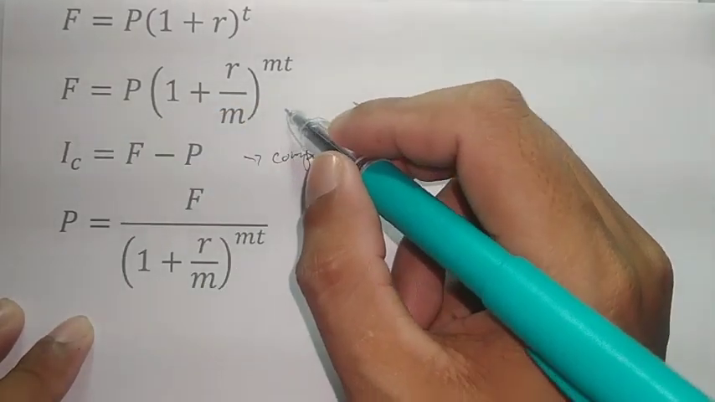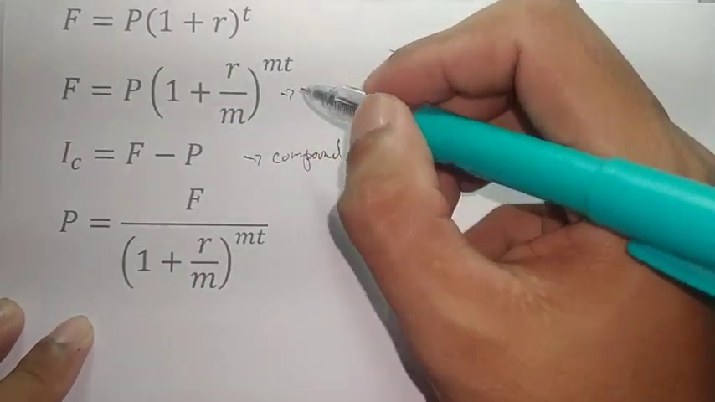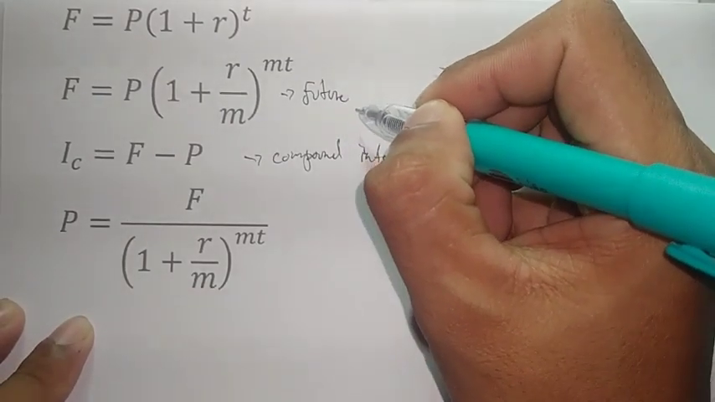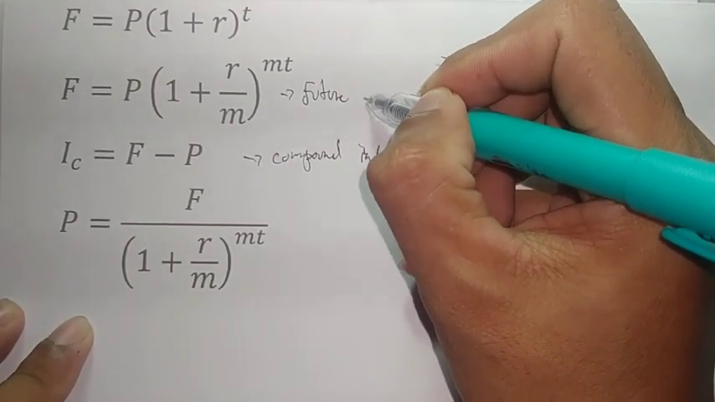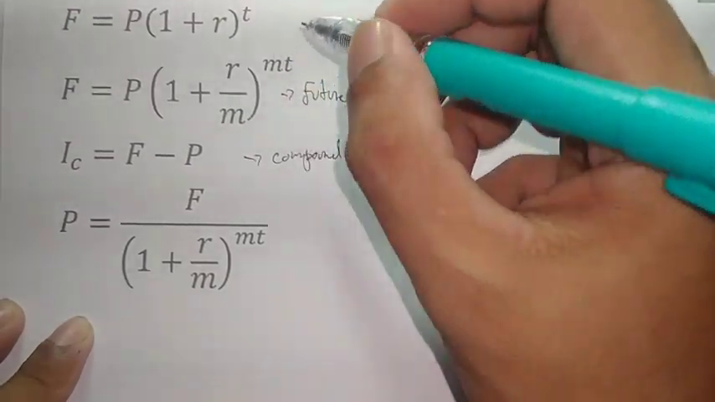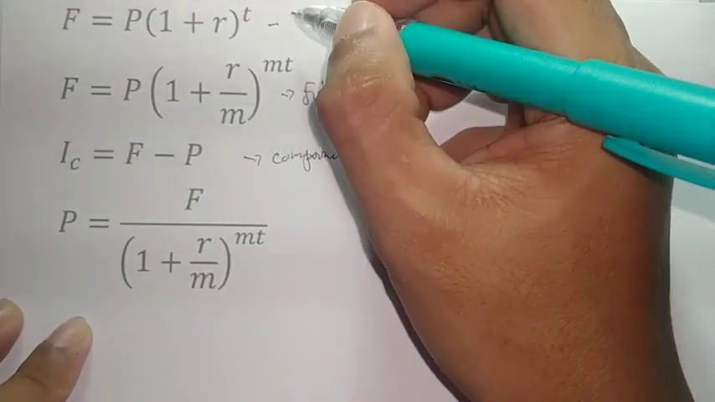While this formula above, we use this when we are looking for the future value and the compounding period is more than once a year. Future value or the maturity value. Here we use this when our compounding period is annual.